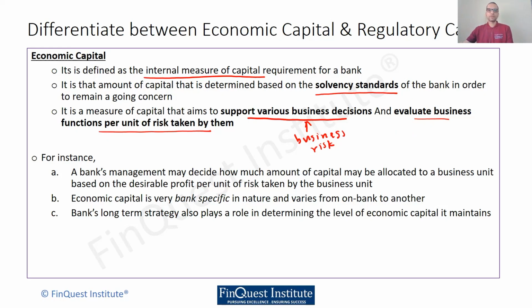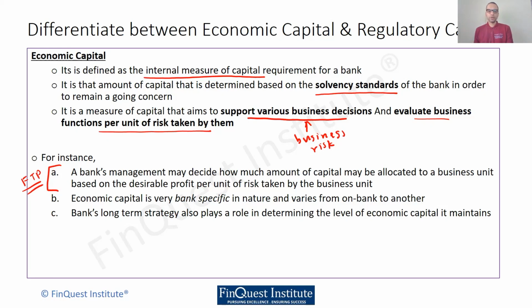So ideas like funds transfer pricing, etc., are somewhat related to this concept as well. For example, a bank's management will decide how much capital needs to be allocated to a business unit based on the desirable profit per unit of risk. This is something which is going to come from your FTP model as well, or it can be one of the inputs which goes into the FTP model.